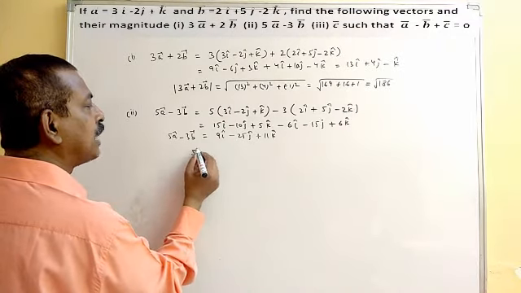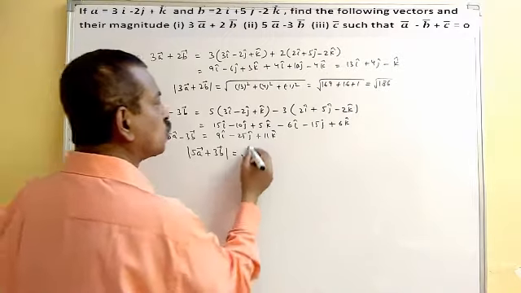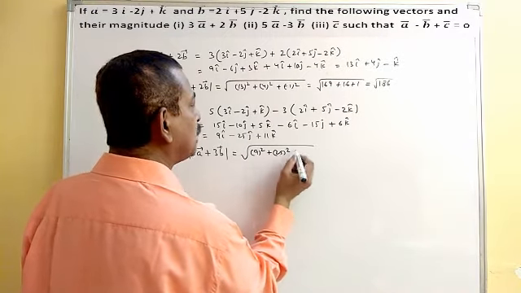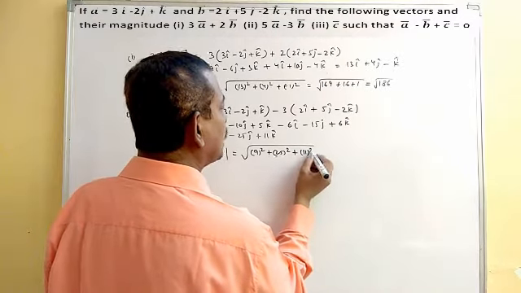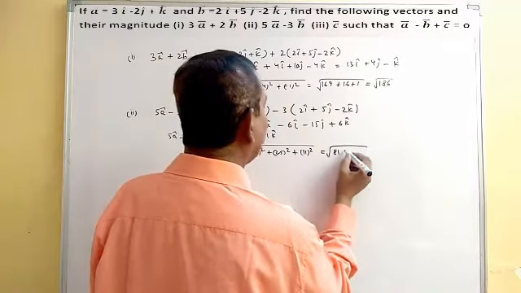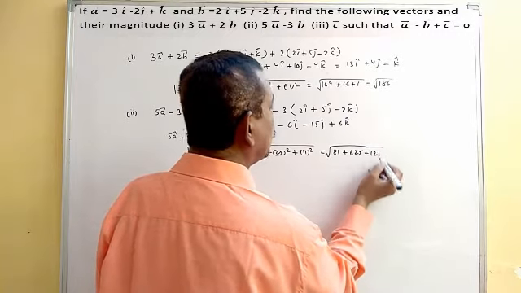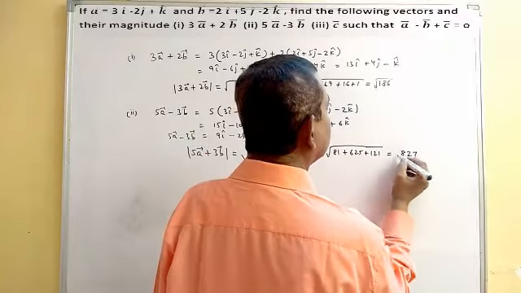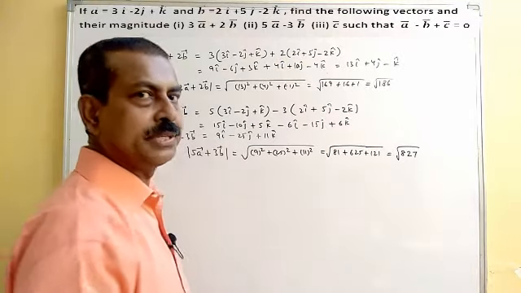If you want its magnitude, it will be a square root of 9 square plus 25 square plus 11 square. So this is your root 81 plus 625 plus 121. And if you take this one, this will be root over 827.